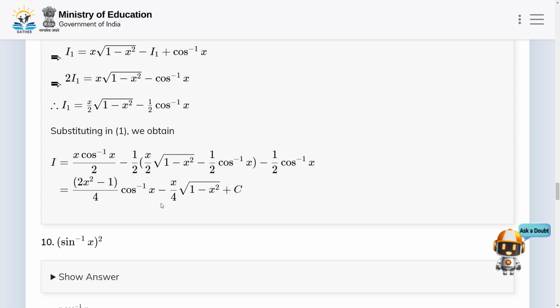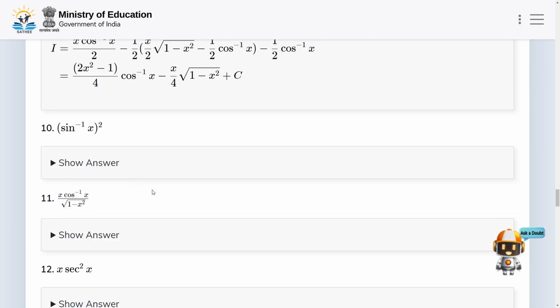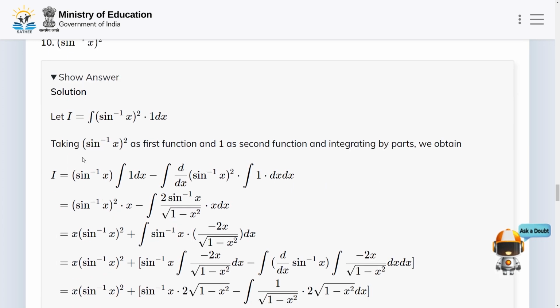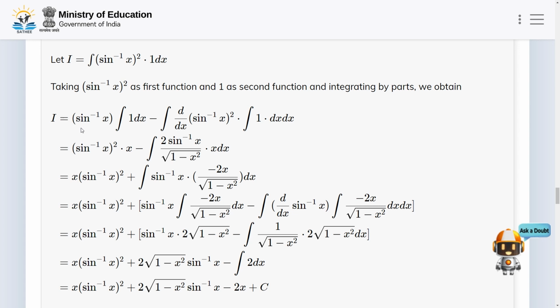Okay, now the 10th problem. The 10th problem says sine inverse x whole square. Very simple. Take this as your first function, and 1 as your second function. Now, first function as it is, integration of this will be x. The derivative of this will be, as you can see, 2 times sine inverse x divided by root 1 minus x square. Now integration of this will be just x.